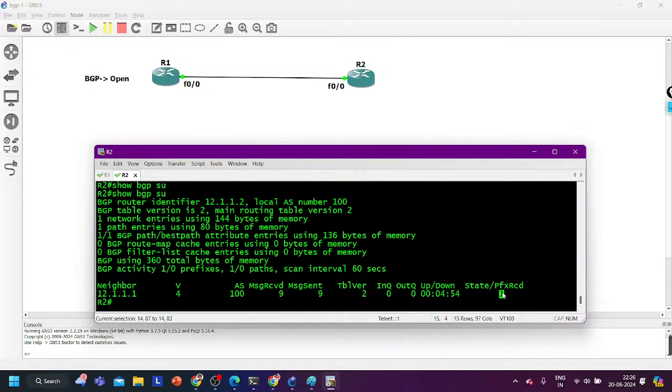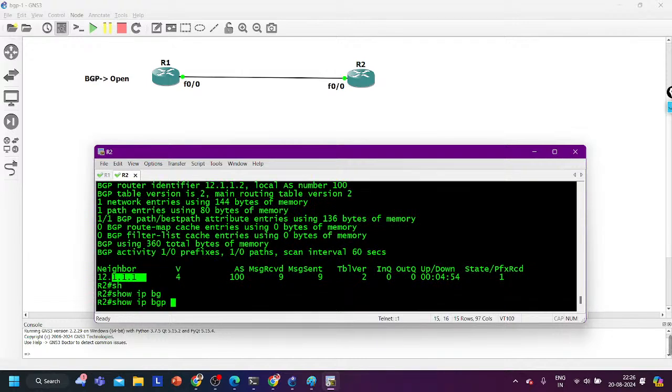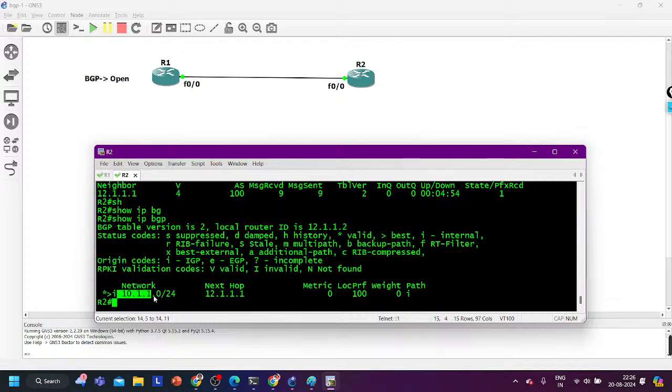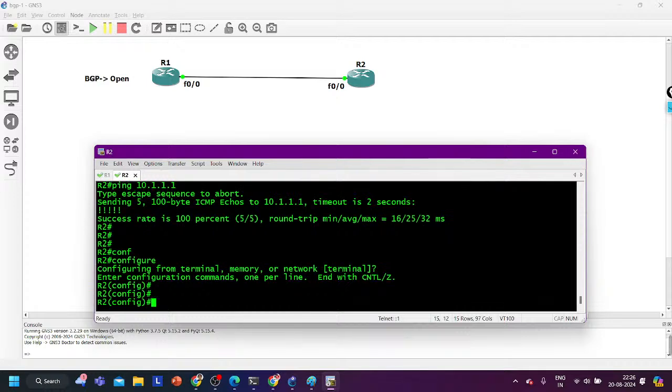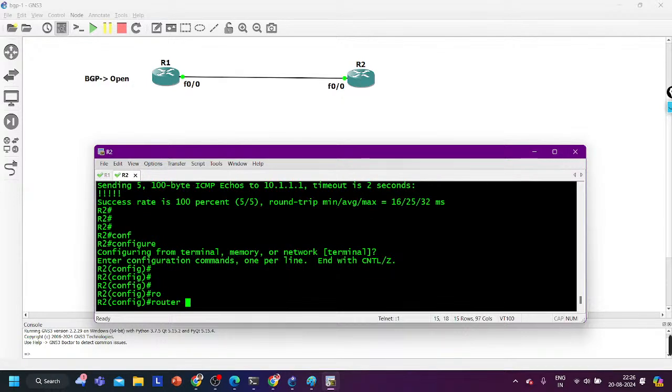So what is router 2 saying? I have received one prefix from this neighbor, 12.1.1.1. What is that prefix? Show ip bgp, this one. Next hop IP 12.1.1.1, right? So can router 2 ping 10.1.1.1 now? Yes, ping is working. And in the same way, I can advertise the 20 network on router number 2.